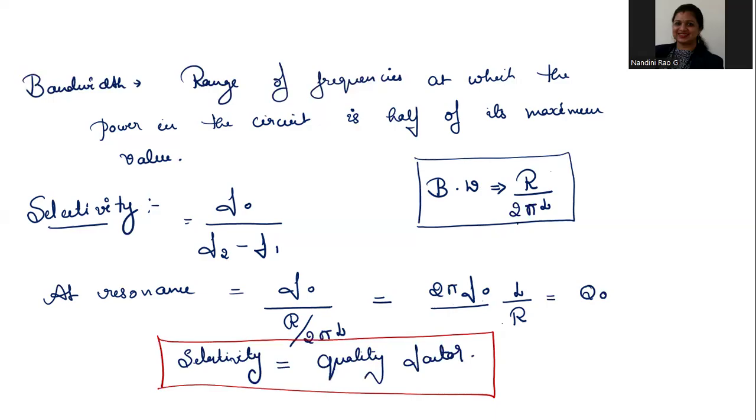So you can write down the definition as the ability of a resonant circuit to distinguish between desired and undesired frequency. That's it. So desired frequency is what? Out of this bandwidth, I want F naught to be the frequency so that current is maximum. So that is about the selectivity.